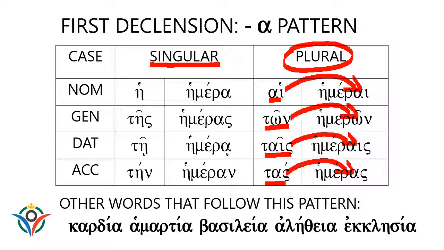So why is this called the alpha pattern? Because even though the article includes the eta, as you can see here in the nominative, genitive, dative, and accusative cases, the noun ending contains an alpha instead. The alpha is prominent and consistent, and that's why it's called the pure alpha pattern. So let's quickly go through these forms together.